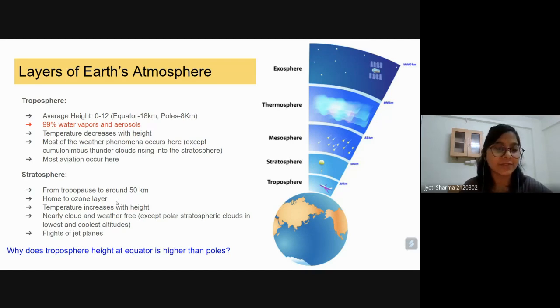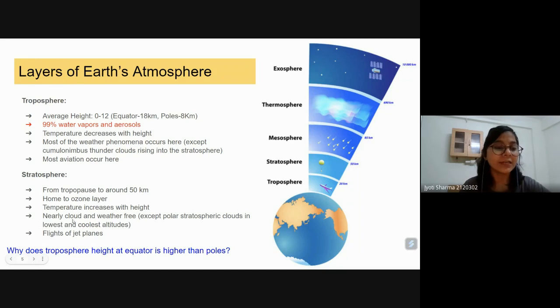Let's talk about the stratosphere. It starts from 12 kilometers to around 50 kilometers. Next to the troposphere is the stratosphere, and this is home to the ozone layer. The ozone layer absorbs the ultraviolet radiation. Because of the ultraviolet radiation absorption, the temperature increases with height. So here it is inverse. In the troposphere, temperature decreases with height, but in the stratosphere, temperature increases with height.